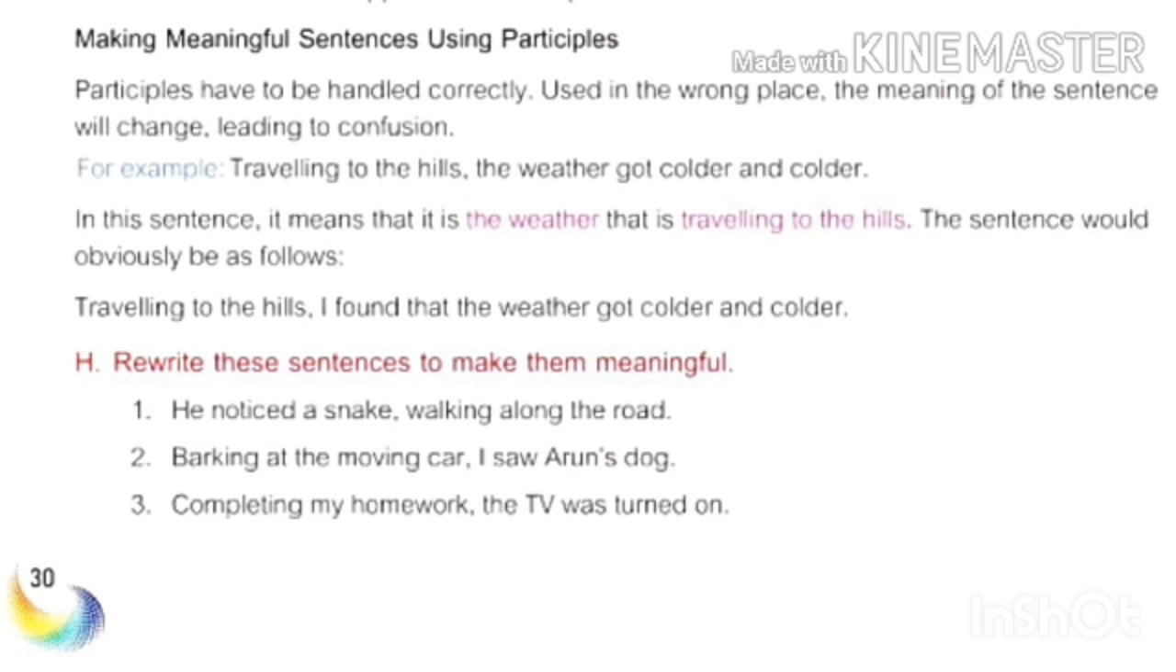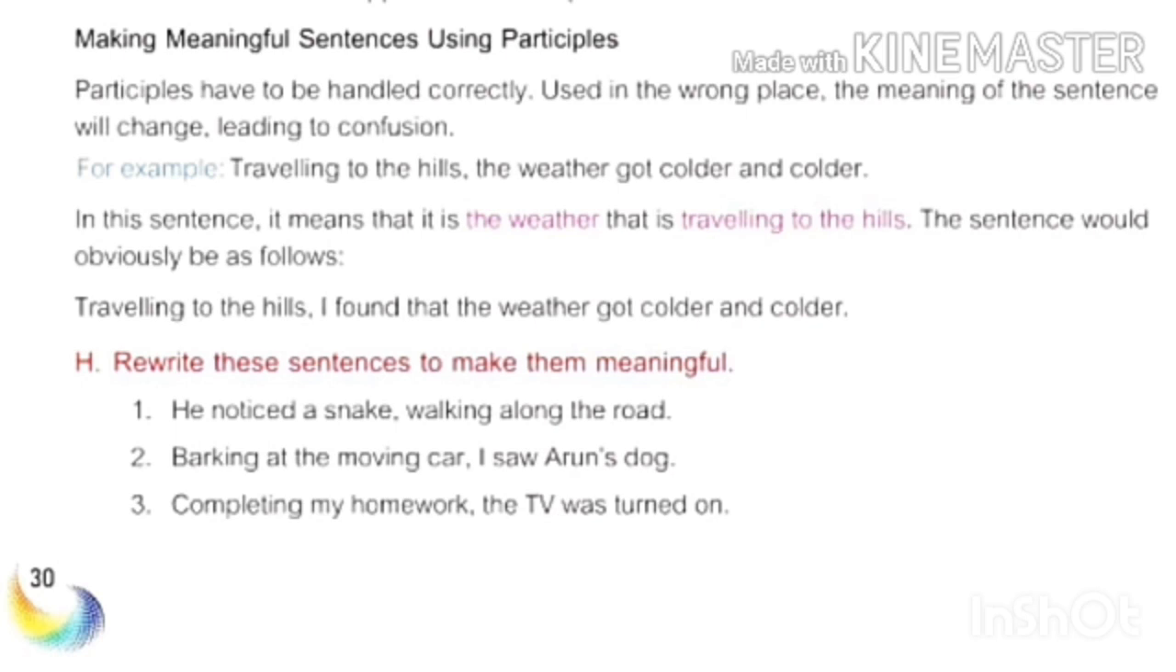It is given that for traveling to the hills, the weather got colder and colder. See, now if this way we will join the sentence, the meaning would be totally changed. You can say traveling to the hills, the weather got colder, that means the weather is a person and it is traveling to the hills, and while traveling to the hills the weather is getting colder. So the entire meaning is changed.